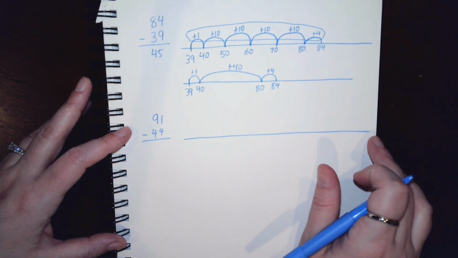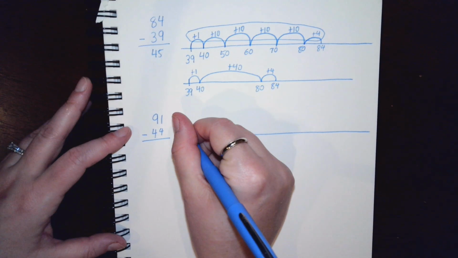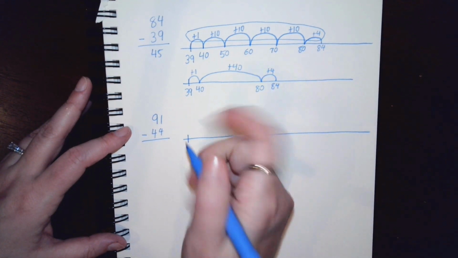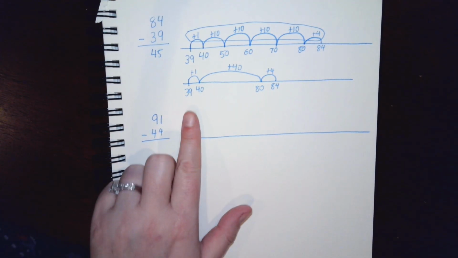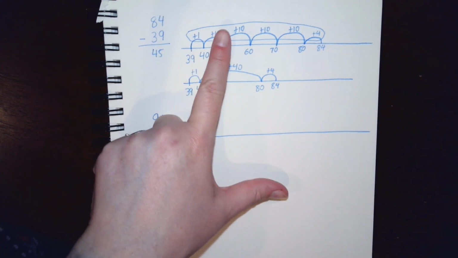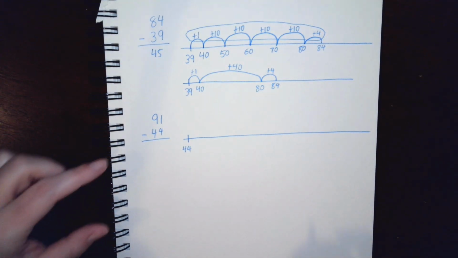Because then I'm going to run out of room, right? I want to start close to the edge. So I'm at 44, starting at 44. And I do try to make my 1 hop smaller than my 10 hops, just to show the difference there.